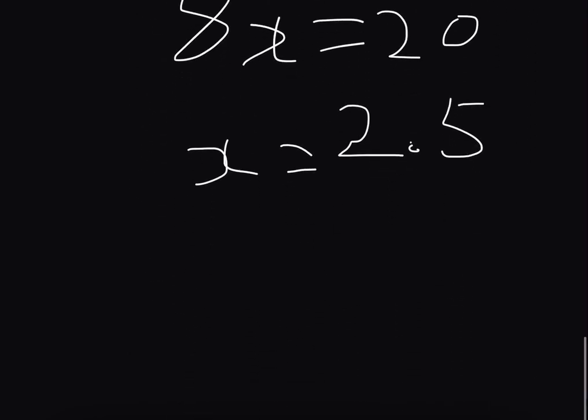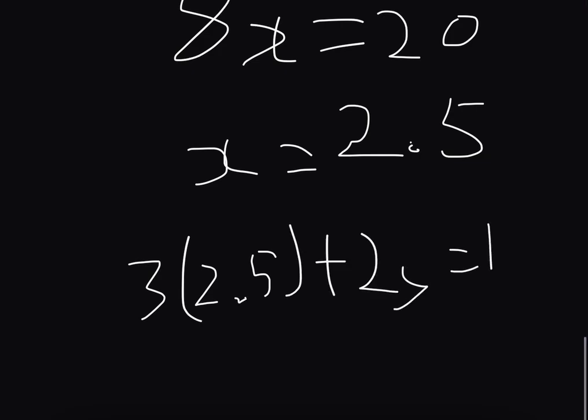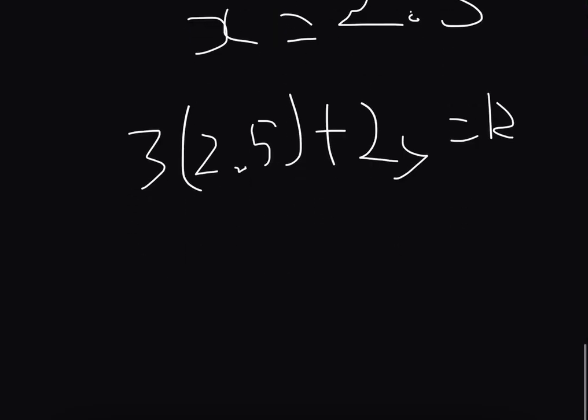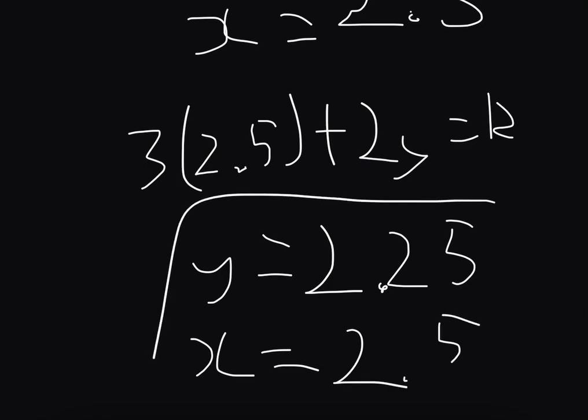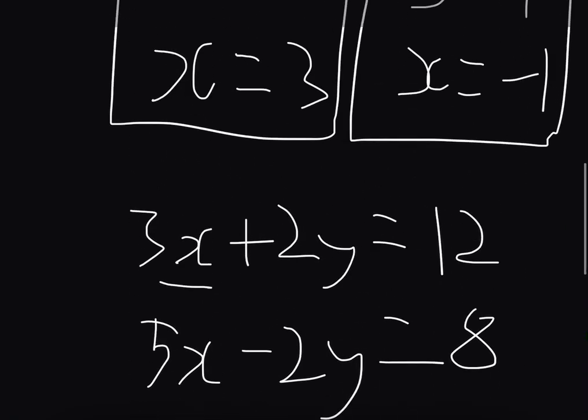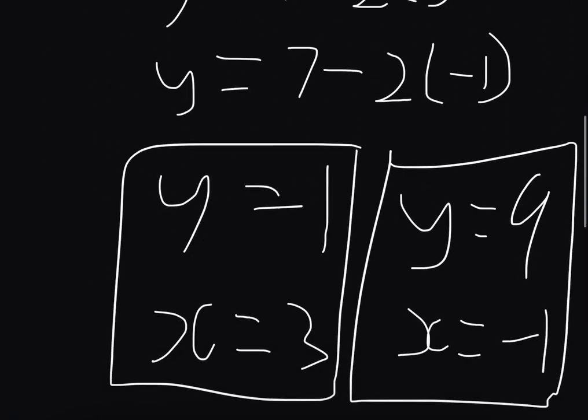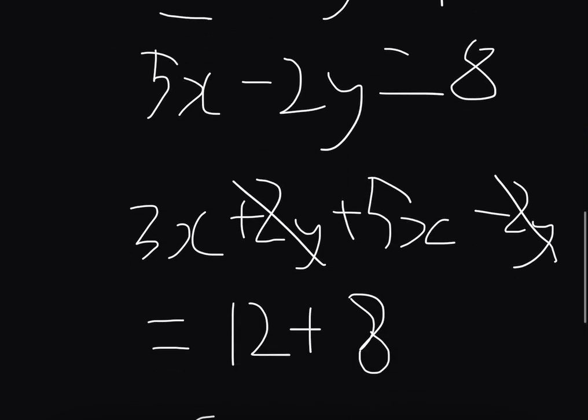So then we get 3 times 2.5 plus 2y equals 12. Then we can just solve for y, and we get y equals 2.25, x equals 2.5. Now the reason this only has one solution is that this is a linear equation, and the other one is a quadratic, which is why it has 2.